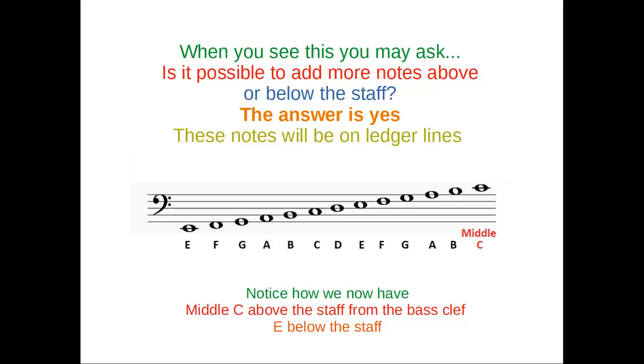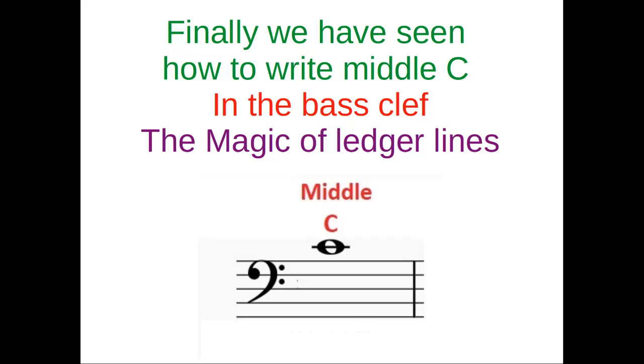You may remember middle C, we've been talking about the special note right in the middle of the piano keyboard is middle C. So that's how we write the middle C in the bass clef. One ledger line above the bass clef, that is it, the magical note, middle C. Now we know how to write middle C in the bass clef. This is the magic of ledger lines.